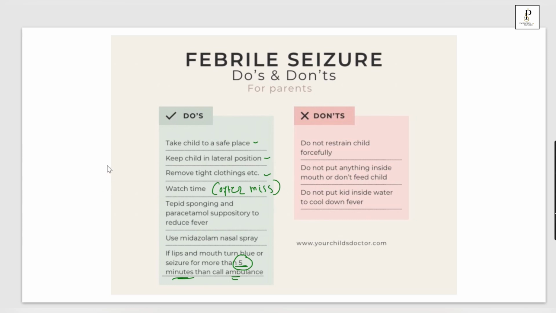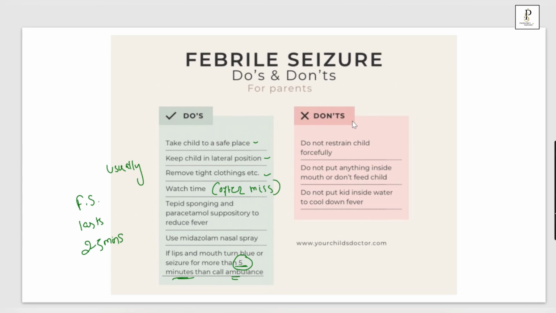Usually febrile seizure lasts 2 to 5 minutes. It will remit on its own. You have to just keep the child in lateral position, do sponging, and it will remit on its own.